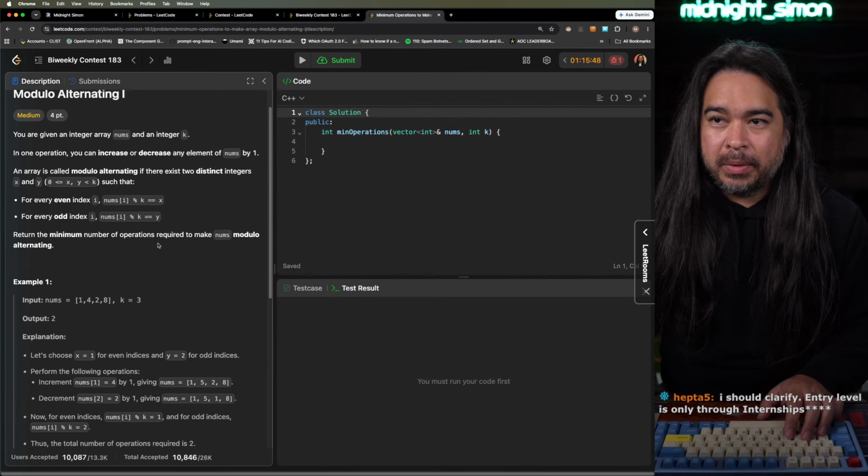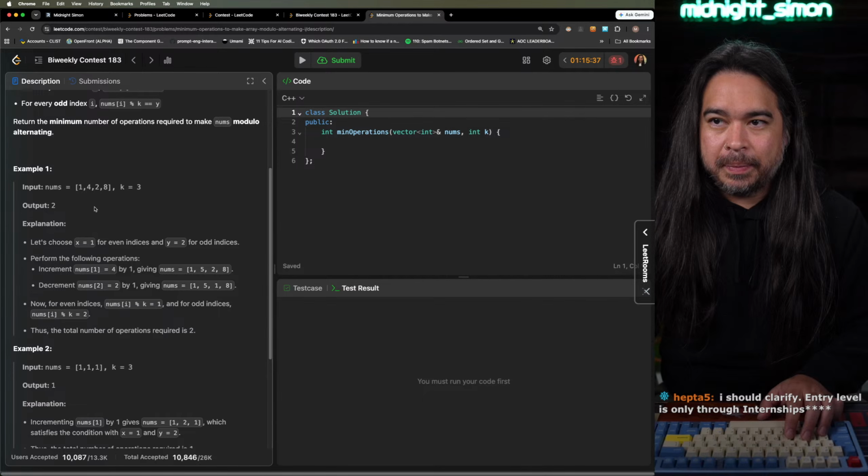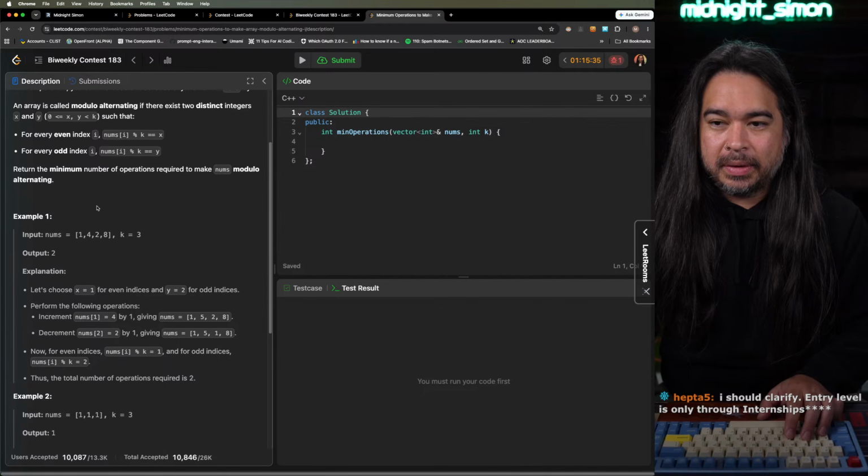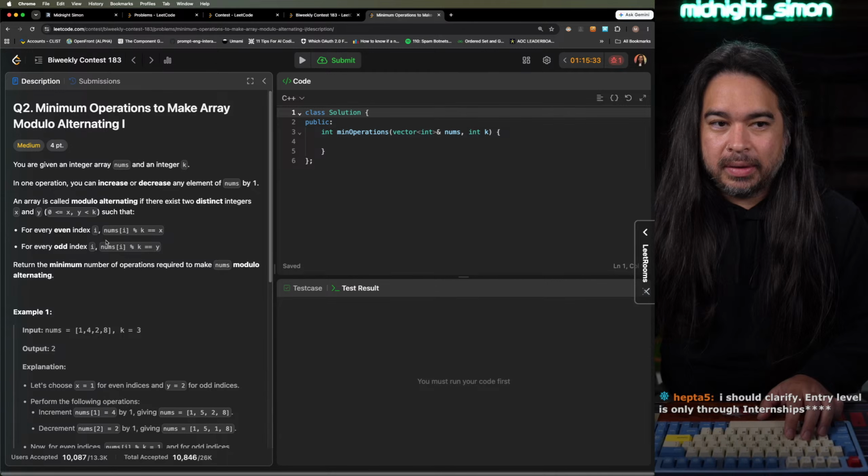Return the minimum number of operations required to make nums modulo alternating. So k equals 3 in this example. Okay, I think we can do this one.